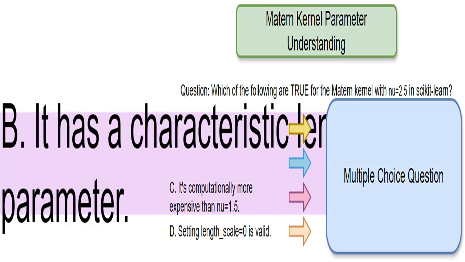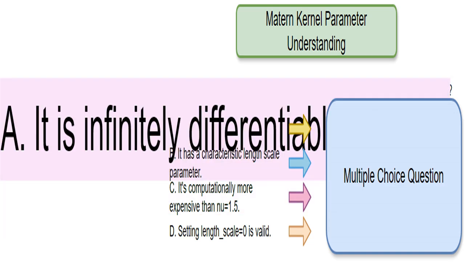This statement is true. The length_scale parameter is a fundamental part of the Matern kernel, influencing how smoothly the function behaves. A larger length_scale means the function changes more gradually, whereas a smaller length_scale implies more rapid changes. This statement is also true. Higher values of nu generally mean the kernel calculations become more complex, leading to higher computational cost. So, nu equals 2.5 is more computationally expensive than nu equals 1.5.